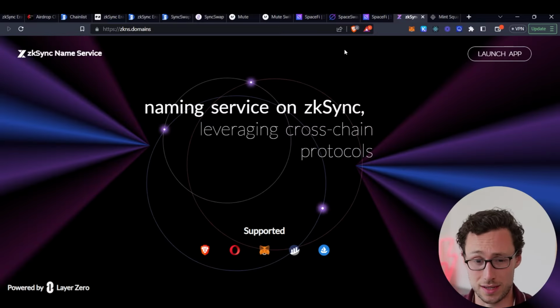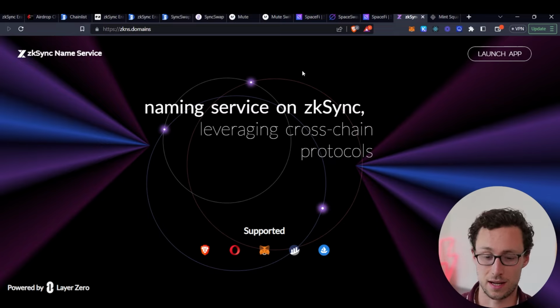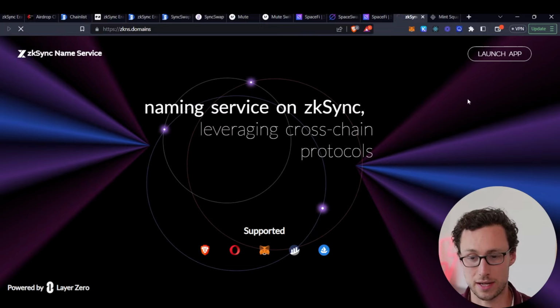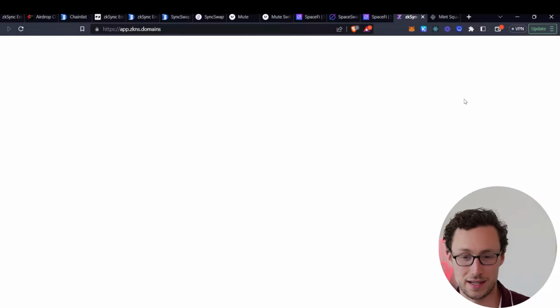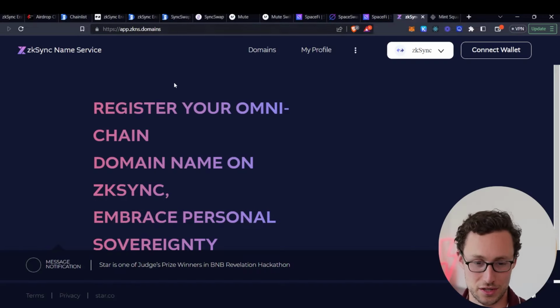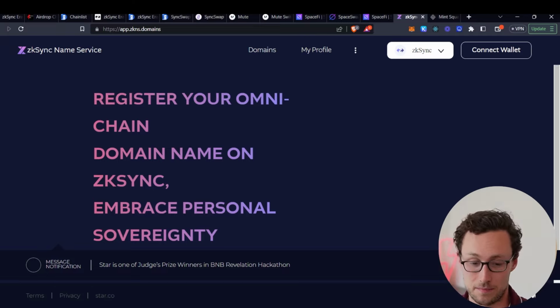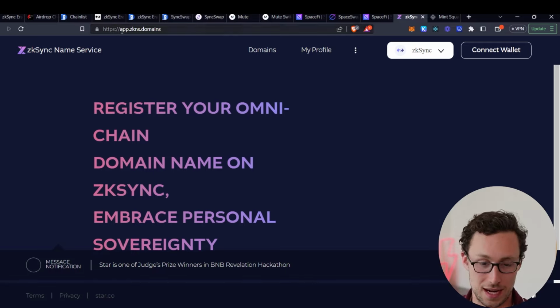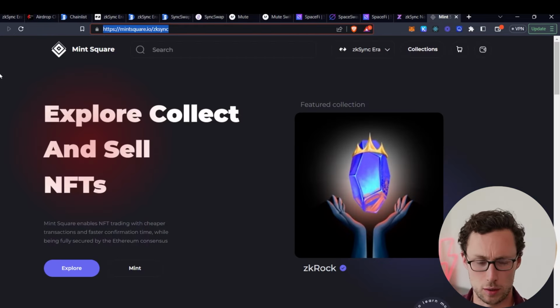Next thing that you may want to do on zkSync, moving on from DeFi, is there is a zkSync name service like Ethereum name services, but for zkSync. They're powered by Layer 0, and here you can actually purchase .zk domain names. Maybe you are all about zkSync and for your social media profiles, or just for sending funds on chain, you want to secure that .zk domain name. And that's app.zkns.domains.